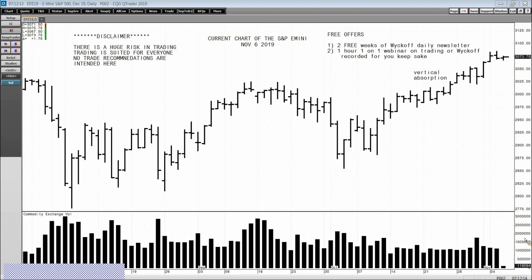I want to show a current chart of the E-mini daily S&P chart. It's a very interesting chart because it shows some very Wyckoff-ish behavior in the markets that I think will be something that you'd want to review.